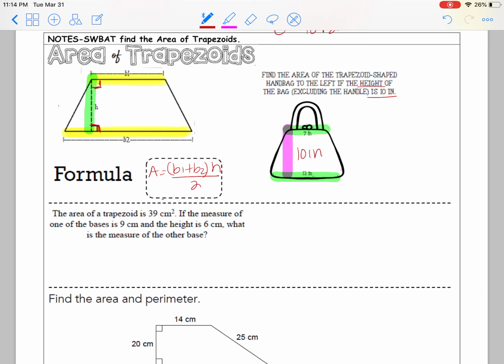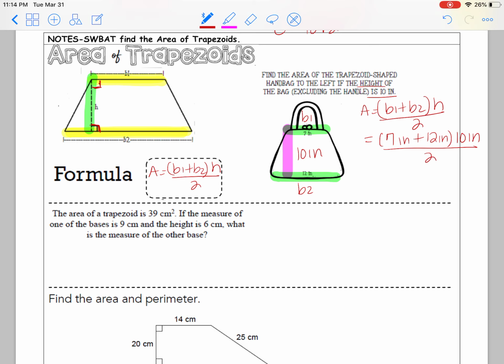All right, so in order for us to calculate the area of this trapezoid, we would have to recall the formula: base 1 plus base 2, times the height, divided by 2. Our base 1 is 7 inches. Our base 2 is 12 inches. And our height will be 10 inches. All of that divided by 2.